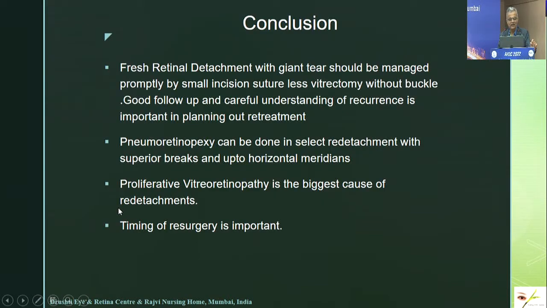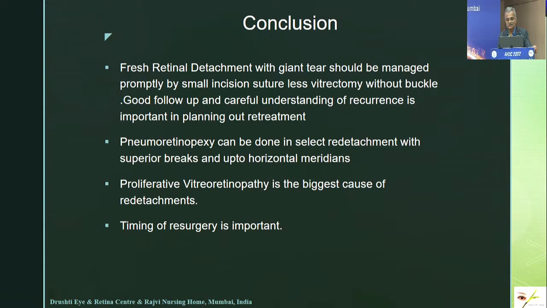So basically, I think fresh detachment with giant tear should be managed promptly by vitrectomy, and normally I prefer without buckle because there is no PVR. Good follow-up and careful understanding of recurrence is important in planning out treatment, because many times you may be just able to top up the gas C3F8 and get out of the problem.